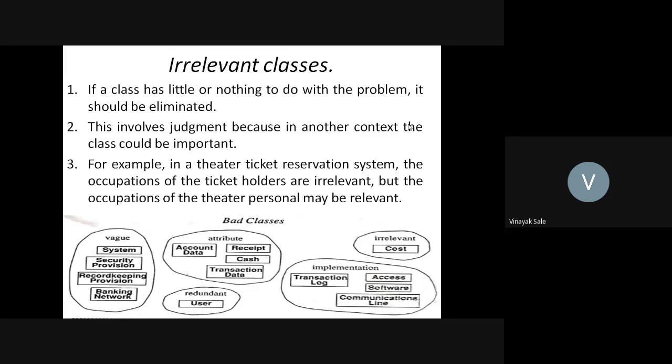This involves judgment because in another context, the class could be important. For example, in a theater ticket reservation system, the occupations of ticket holders are irrelevant, but the occupations of theater personnel may be relevant.